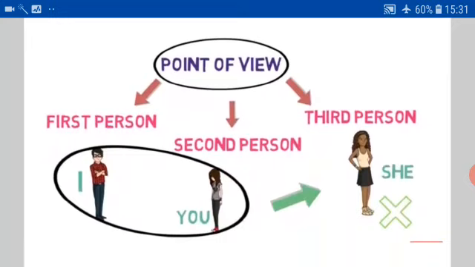Point of view: if we are talking about persons, then we should know what is first person, what is second person, and what is third person. First person, students, is the speaker, and second person is the receiver or listener. Third person is the one about whom the first and second person are discussing, about whom they are talking. Here you can see I is the first person, you is the second person, and they are discussing with each other about the third person who is not with them, that is, she.